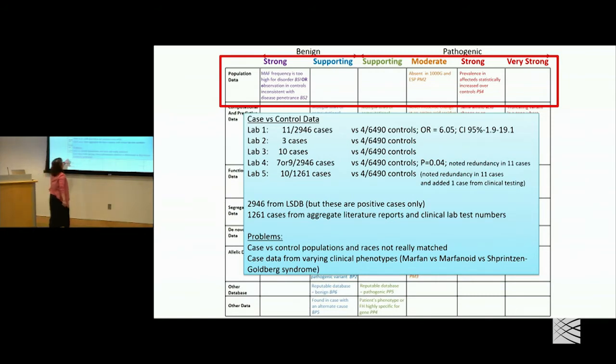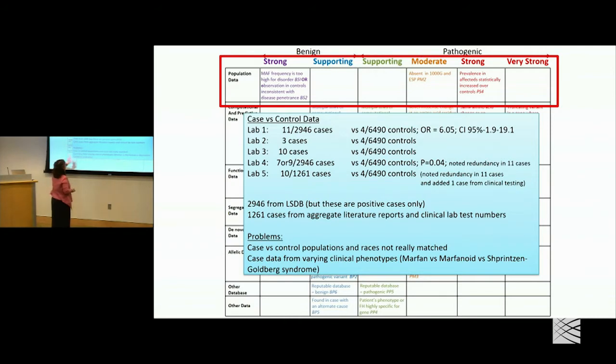The other problem here is that the case data actually came from varying phenotypes. Some had a diagnosis of Marfan syndrome, some were Marfanoid, which has very subtle features. It may or may not be Marfan syndrome. Some had a disease, Sprinson-Goldberg syndrome, that was later refuted as an association with FBN1. So, just counting up cases reported in the literature is dangerous if you don't look at the detailed phenotype and ensure they actually have the disease.